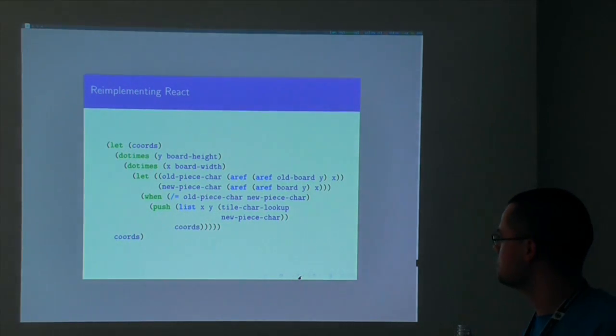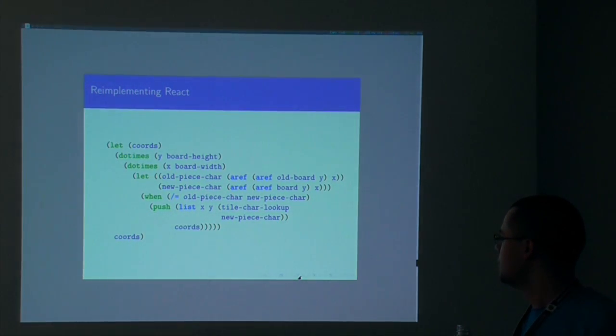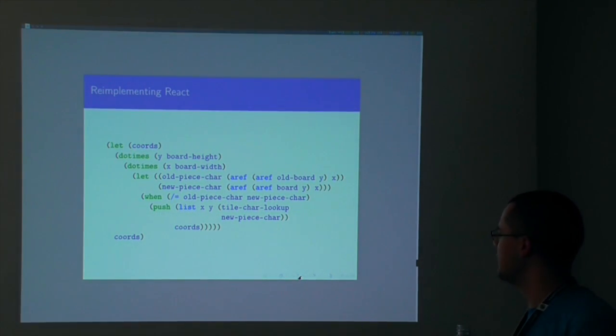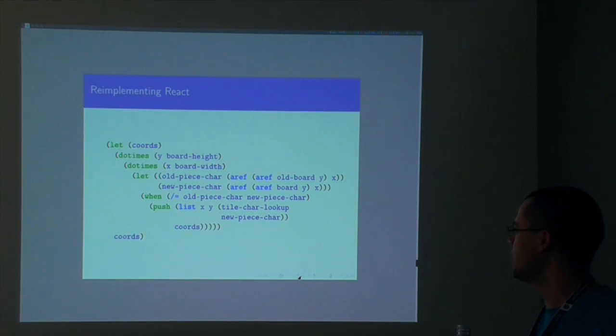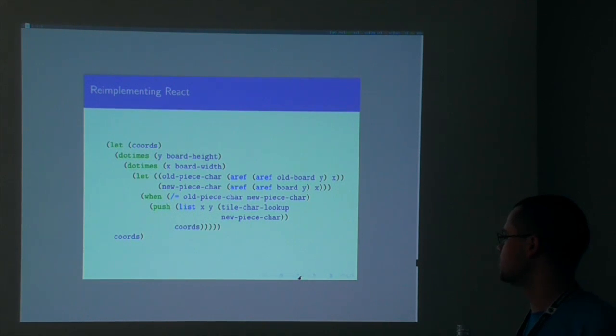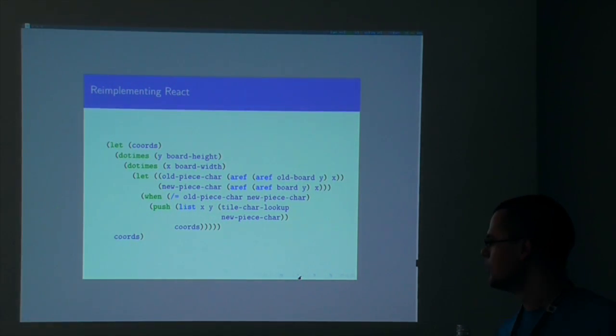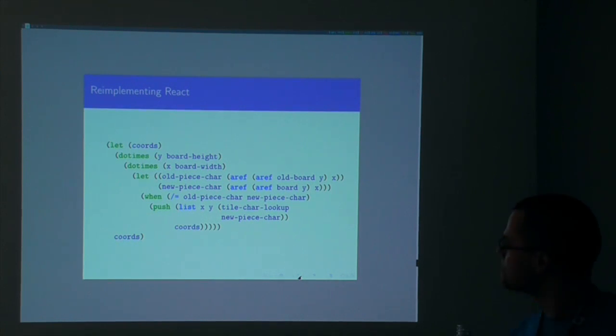The implementation is relatively simple. We have an empty variable containing a list, a future list of coordinates that have changed, and we go through y and x to the height and width of the board. We compare then the old piece that was there with the new piece, and if they differ, we push the coordinates and what the new char will be at that point into the list of chords and then return it.